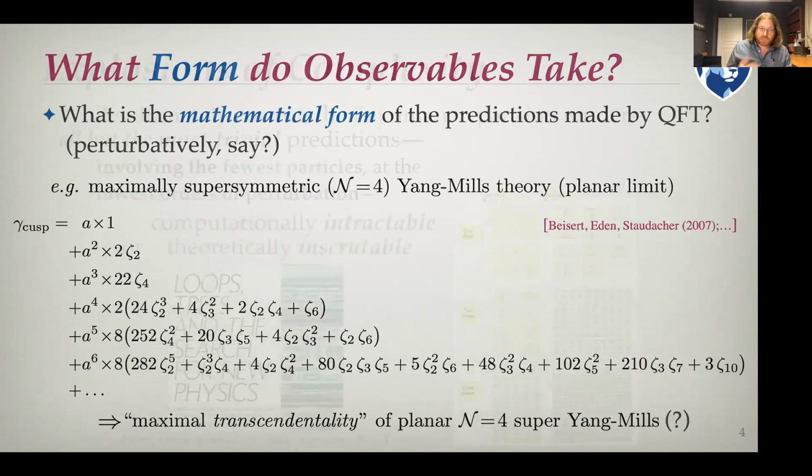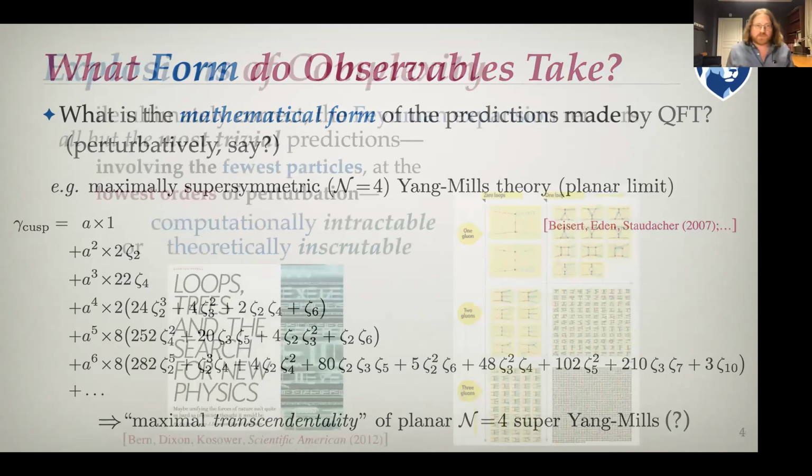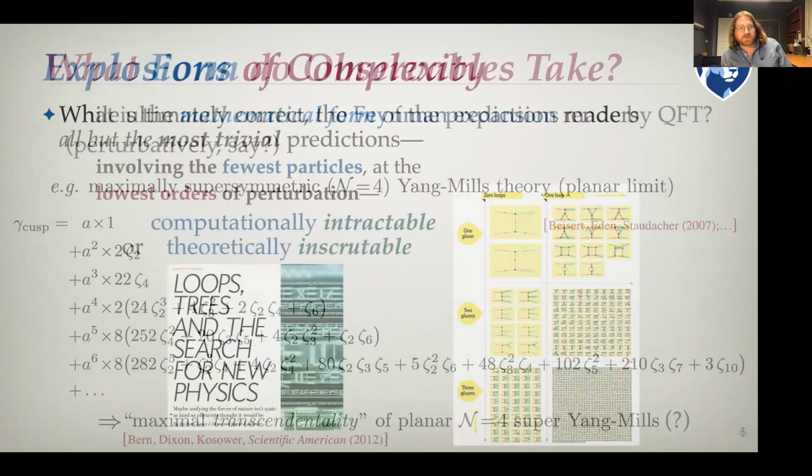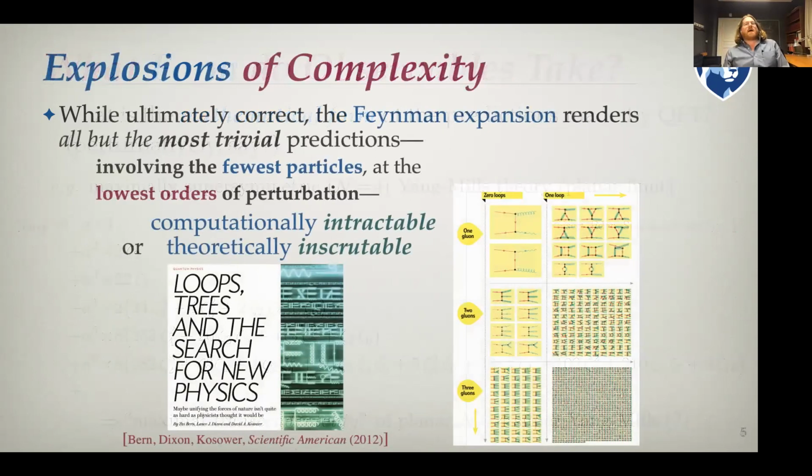Well, unfortunately, when you open up a textbook and you follow the Feynman rules to make predictions for experiments, it's safe to say, I just believe it's true, that all but the very most trivial predictions for experiments, those involving very few external states and often at the very lowest orders of perturbation, are computationally completely intractable. Computational intractability is something that varies with time as computers get better.